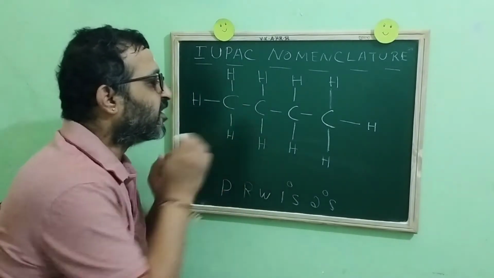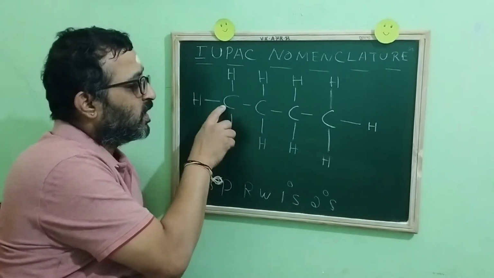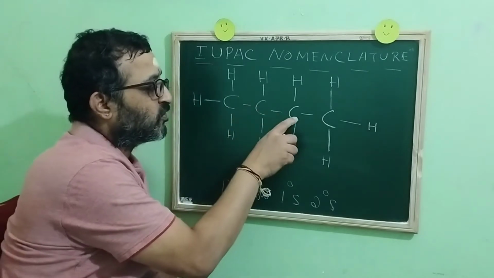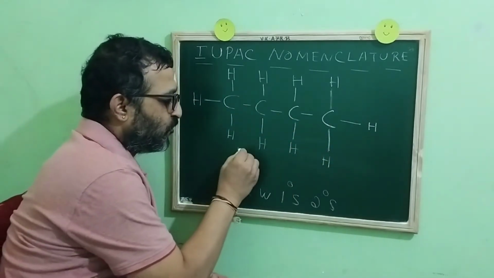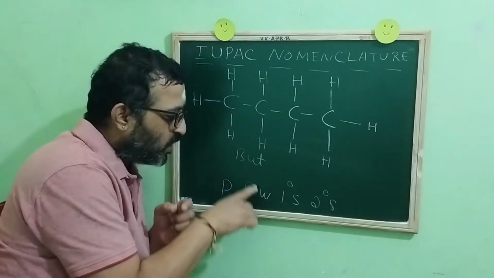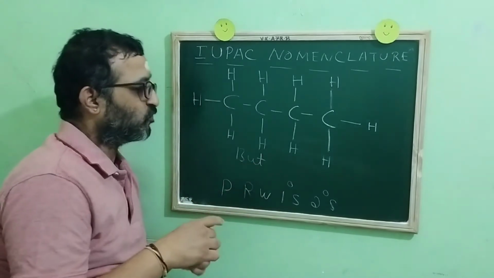Now children, straight away we'll come to the first compound. Now in this compound, how many carbon atoms are there? Right, 1, 2, 3, 4. 4 carbon atoms are there. Now, if 4 carbon atoms are there, then the root word for this compound is what? But. Right? Now next one.